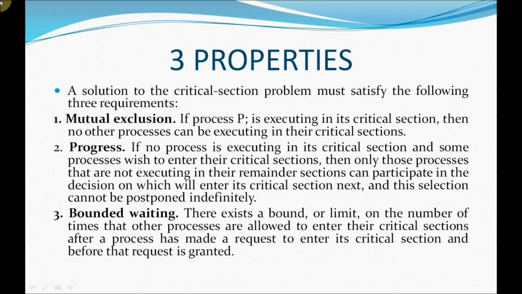Now, what are the three properties that should be met in a critical section? The first property that should be met in a critical section is mutual exclusion. Mutual exclusion means if one process is executing in its critical section, then another process can't be executing in its critical section. After that process finishes the execution, then the other process can enter into its critical section. So at a time, only one process should execute in its critical section. Thereby my data is protected.